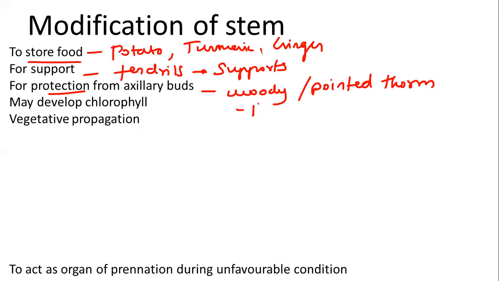Examples are bougainvillea and citrus. In citrus, you can see thorns will be there, right? Needle-like type of buds, it is called needle type of buds.